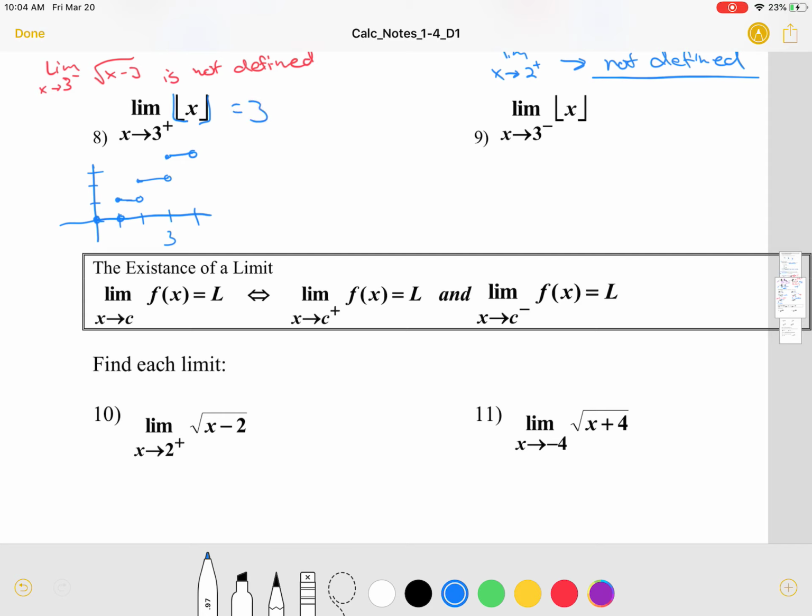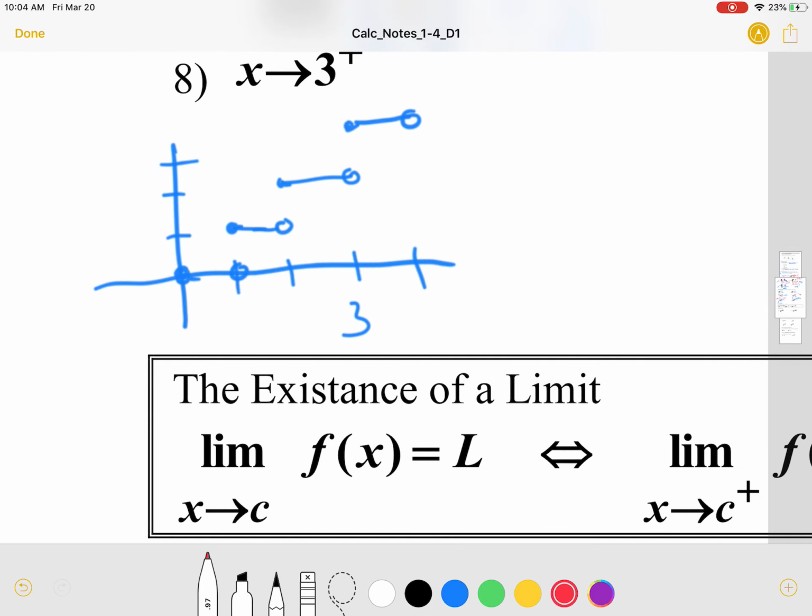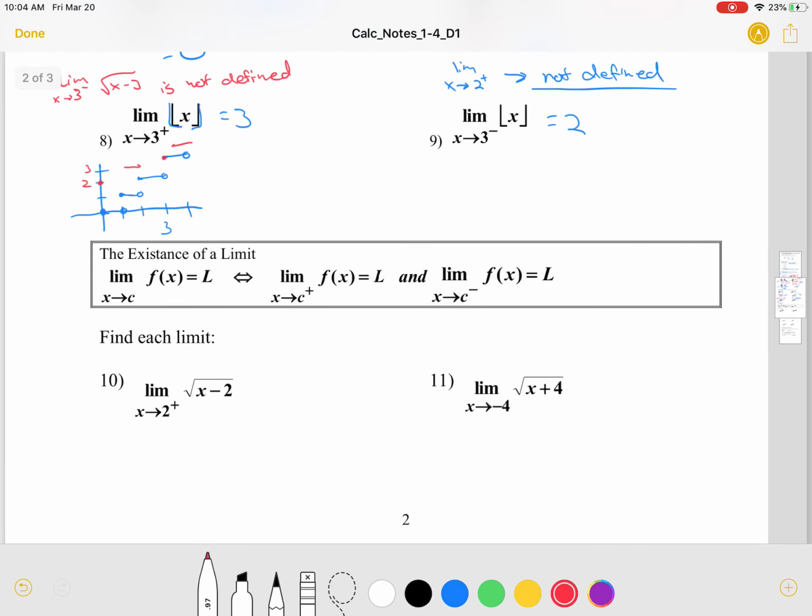Now if we come over to 9 real quick, it's the same thing, just coming at it from the opposite direction. If we come at it from the negative side, our limit's going to be 2. Looking at this graph, coming from the negative side, we're going to get this 2. Coming from the positive side, we're always going to get 3. That's what that graph is saying, and that's how we're figuring out those limits.